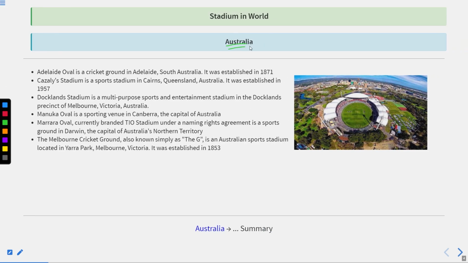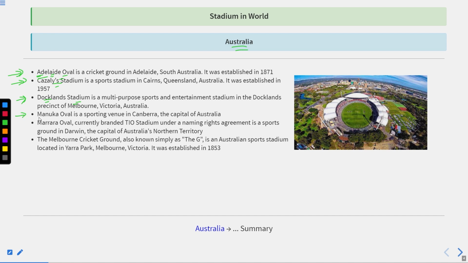Now let's begin with the first, that is Australia. In Australia, the first is Adelaide Oval. It is a cricket ground in Adelaide, South Australia, which got established in 1871. Thereafter, we have the Cazaly's Stadium. It is a sports stadium in Cairns, Queensland, Australia, which got established in 1957. Thereafter, we have Docklands Stadium. It is a multi-purpose sports and entertainment stadium in the Docklands Precinct of Melbourne, Victoria, Australia.